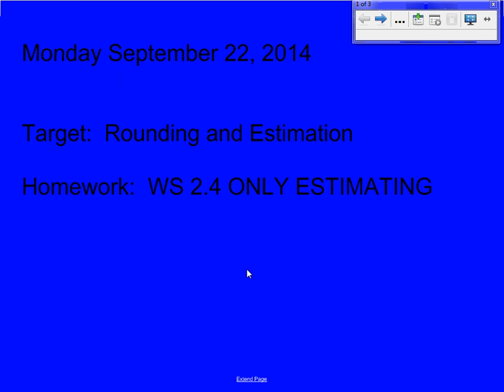Hey guys, today we're going to continue working with rounding and estimation. As you see, your homework is going to be worksheet 2.4. It says practice, only doing the estimating. I don't want you guys doing the real answers yet. We're just going to do the estimation. We're going to do some more work with that today.